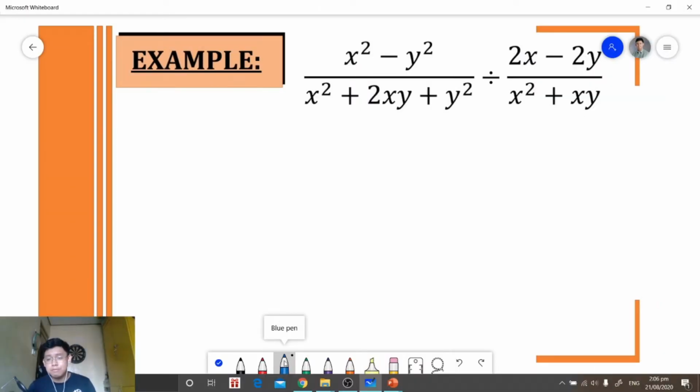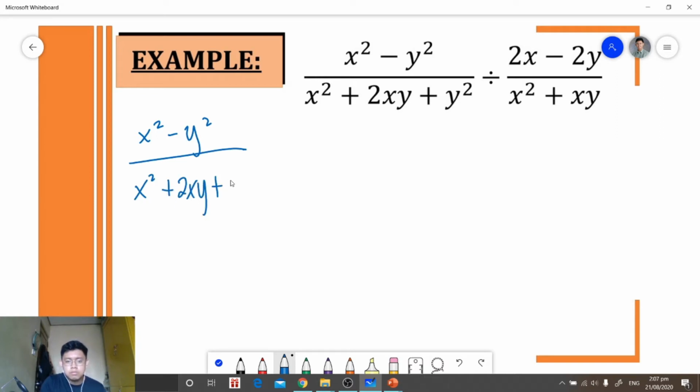Let's have an example. So for example, we're dividing these two rational expressions. So first thing that we need to do is to get the reciprocal of our divisor. So we will copy our given, but instead of copying the operation, we will change it to multiplication and then get the reciprocal of our divisor. So we will interchange the numerator and denominator. So we have x squared plus xy for our numerator, and for our denominator, it will be 2x minus 2y.